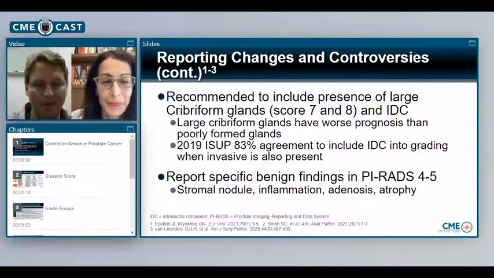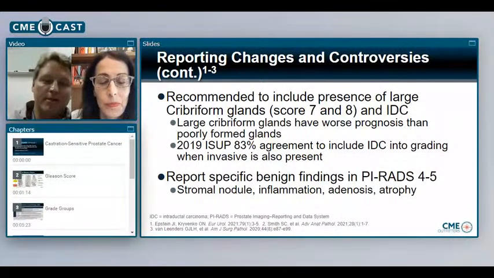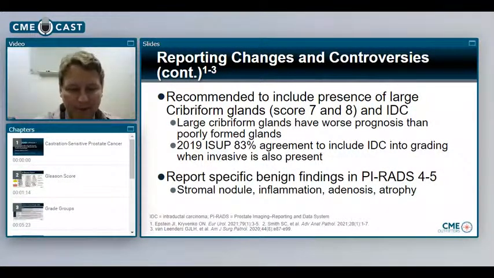Yes. Would you like to talk about cribriform pattern? Sure. So some of the other recommended changes and controversies brought up by the last meeting from the ISUP includes the presence of large cribriforming units or cribriforming glands.